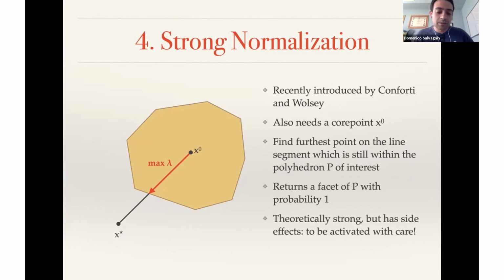Unfortunately, this is theoretically very strong, but it does have side effects. So the cut generating LP gets quite harder to solve. And also in the case of optimality cuts, it gets numerically nasty because the detail is that the objective has to be turned into a constraint of the problem. And most of the time this is not a good idea. So in practice, it has to be activated with care and not just used blindly. So what we ended up doing in our implementation was to use it only for feasibility cuts, because there the side effects are much smaller.